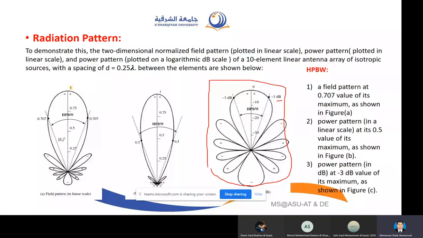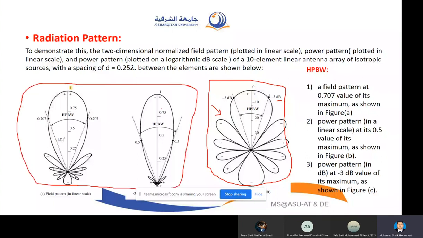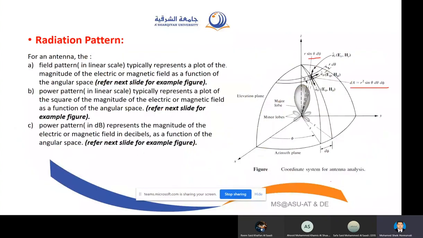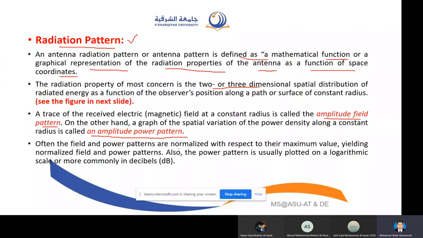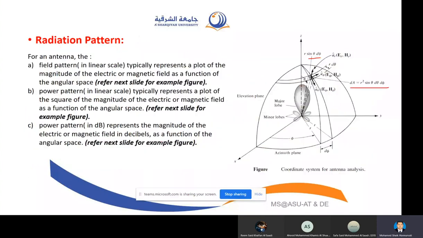This figure shows the same antenna's radiation properties. If you represent them on a power scale, that is known as the amplitude power pattern. If you represent only the amplitude values, that is known as the amplitude field pattern. And the unit for the amplitude pattern, there are no units for amplitude, but for the power pattern you have units in decibel. Okay.